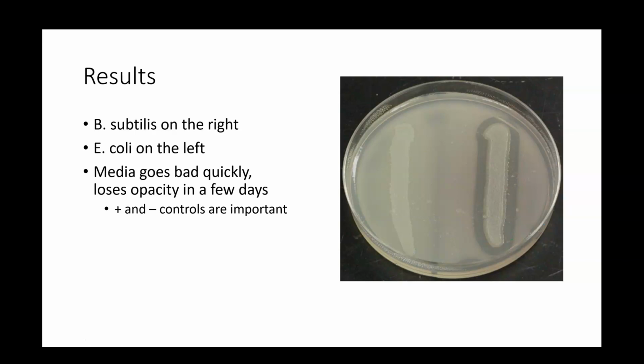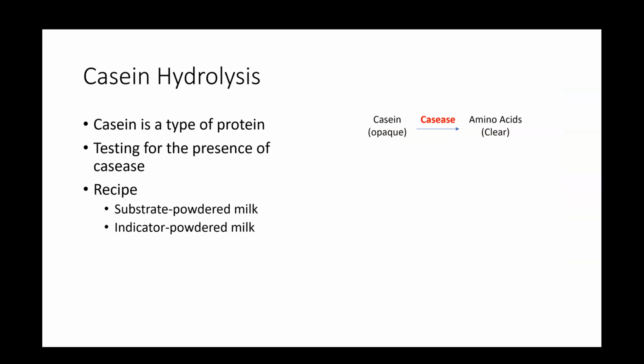One of the things to keep in mind with lipid hydrolysis is that it tends to go bad really easily because it loses its emulsification, and the media will go from cloudy to clear in sometimes just a few days, depending on the temperature we're storing them at. So it's really important to include positive and negative controls to make sure that your media is working as it should.